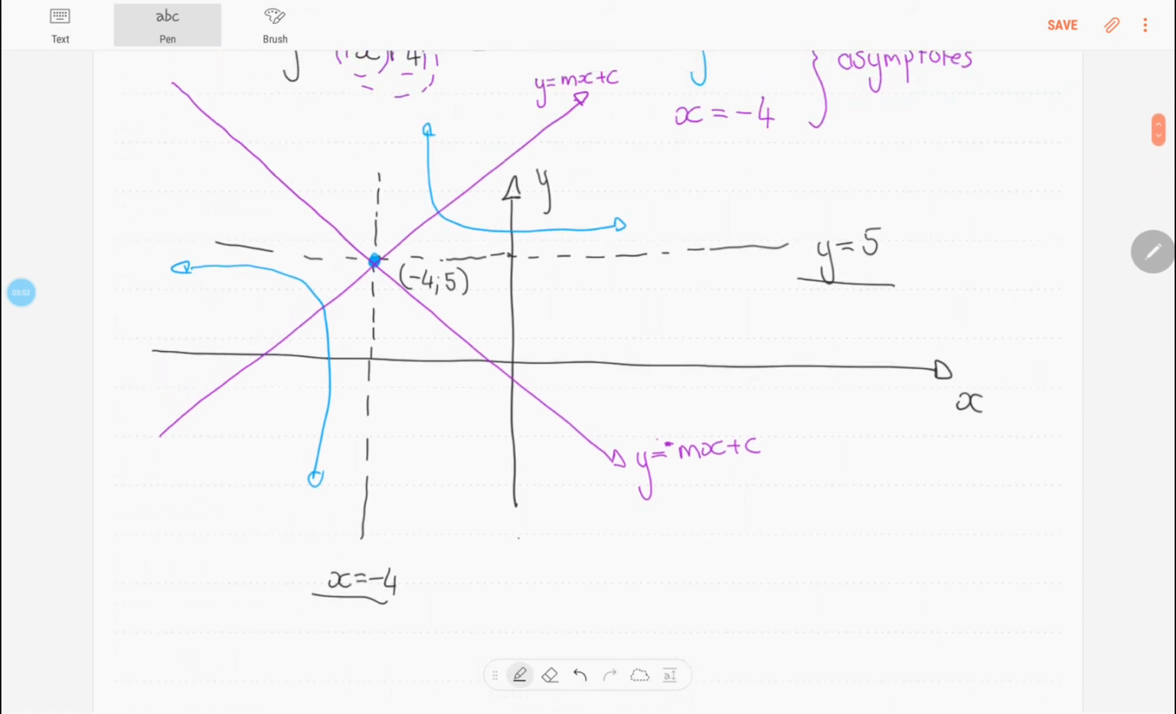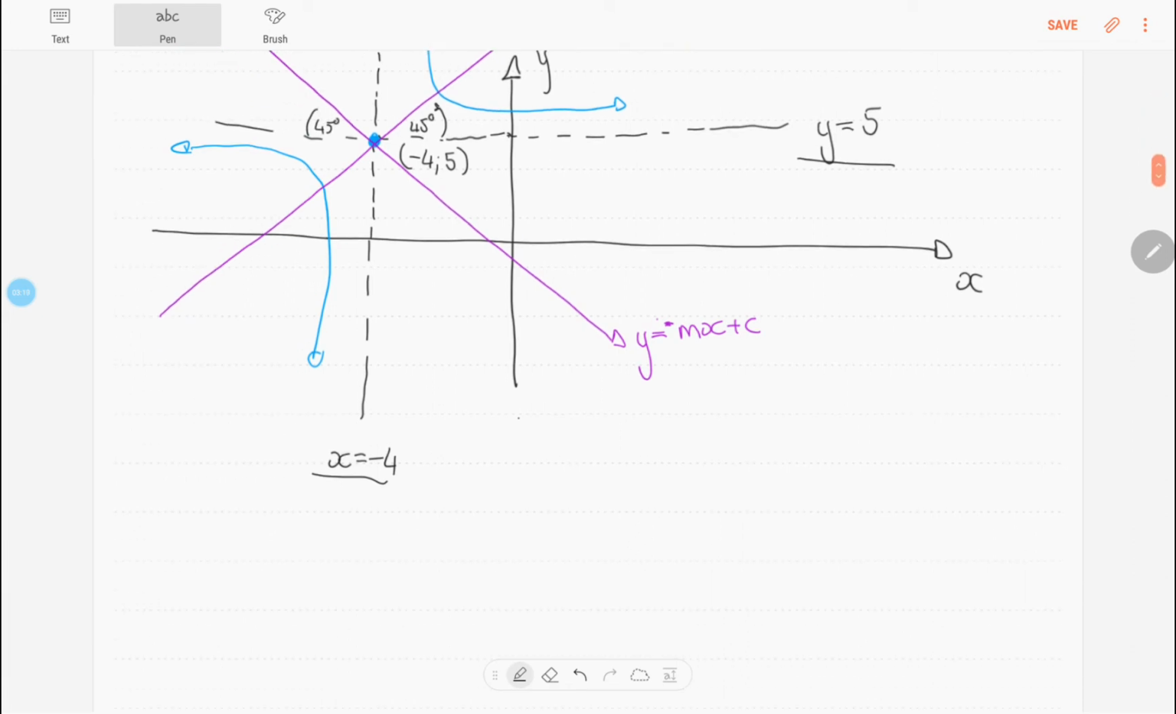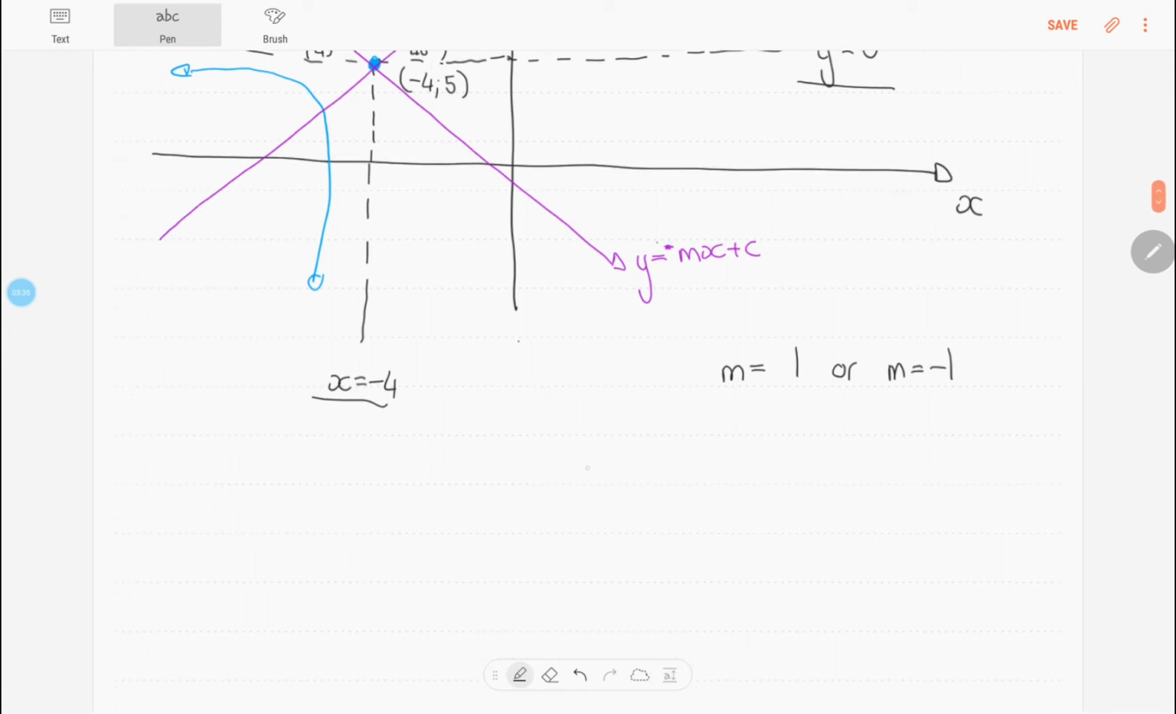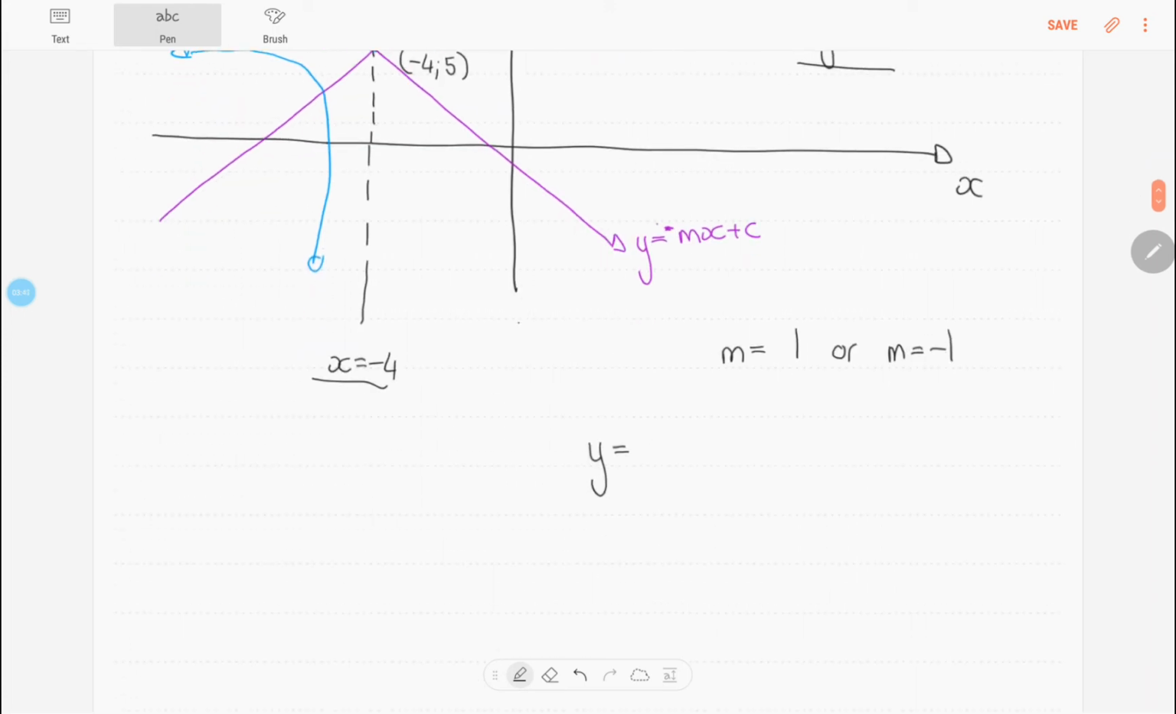Normally we'd have to find our gradient, our m value. But with these axes of symmetry, conveniently for us, they're both at a 45-degree angle. Our angle of inclination is 45. The practical upshot is that our gradient is equal to 1, and our other gradient is equal to negative 1, because whenever you have an angle of inclination of 45 or depression of 45, the gradient is 1 or negative 1. So we know our equations of symmetry are y is equal to minus x plus c, or y is equal to x plus c.